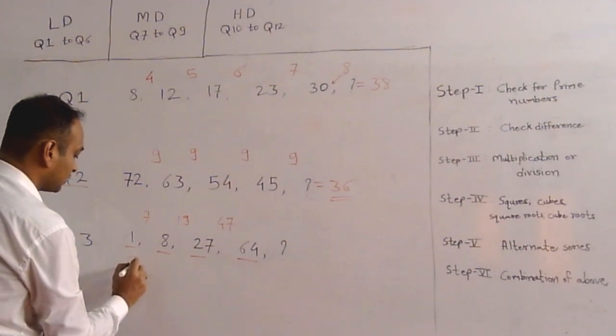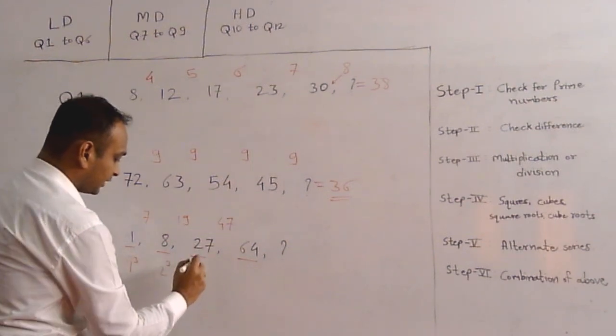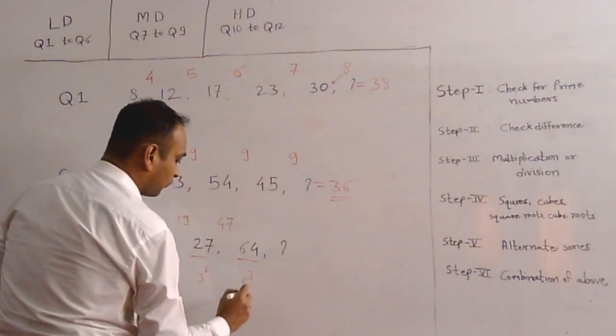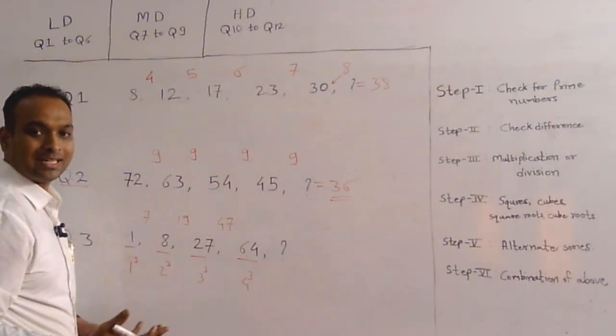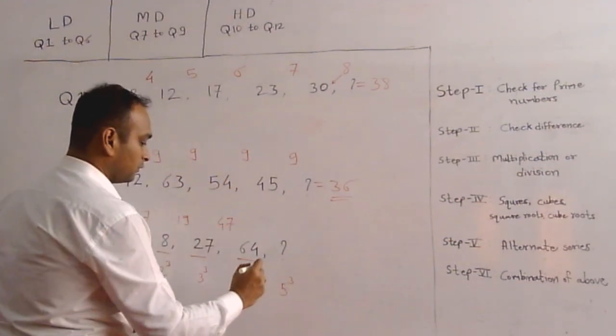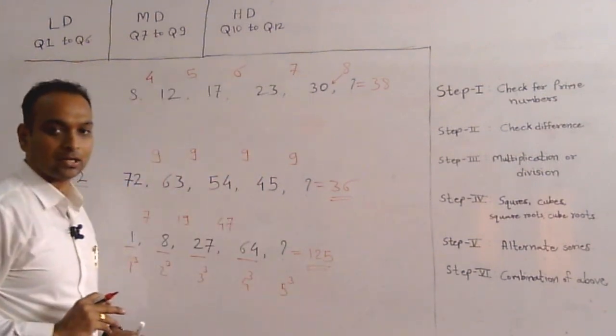So 1 is a cube of 1 itself, 8 is a cube of 2, 27 is a cube of 3, 64 is a cube of 4, and so on. So 1, 2, 3, 4, and each time we have to take the cubes. So the next number must be 5 cube, which is 125, and that is the right answer.